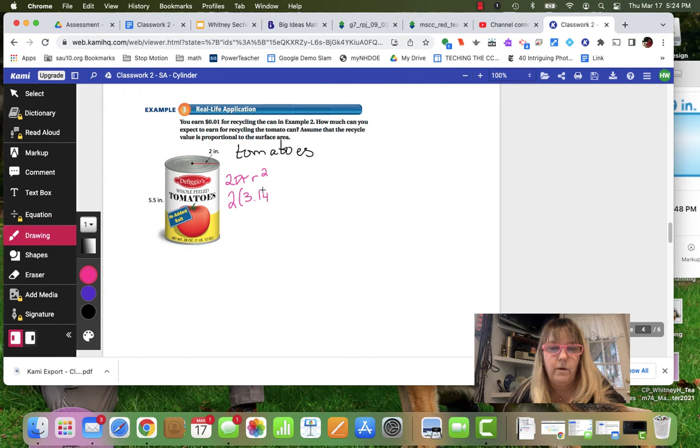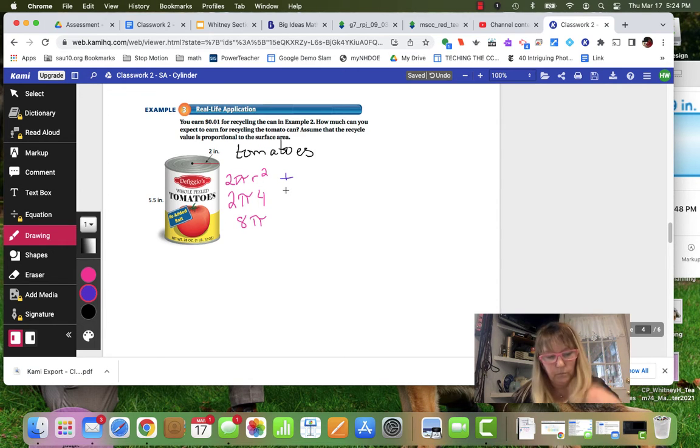3.14. Oh, actually, you know what? This one is kind of a weird example, because what it does is it actually leaves pi. So you're not calculating what pi is. You're just leaving it as a constant, because we all know it's 3.14. And then the radius squared would be 2 times 2, which is 4. So the surface area of the top of the can and the bottom of the can is 8 pi. And that's perfectly legitimate to do, to leave that as 8 pi. It's just a constant.